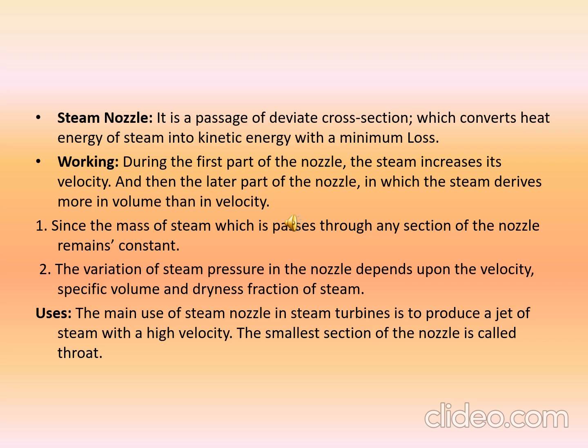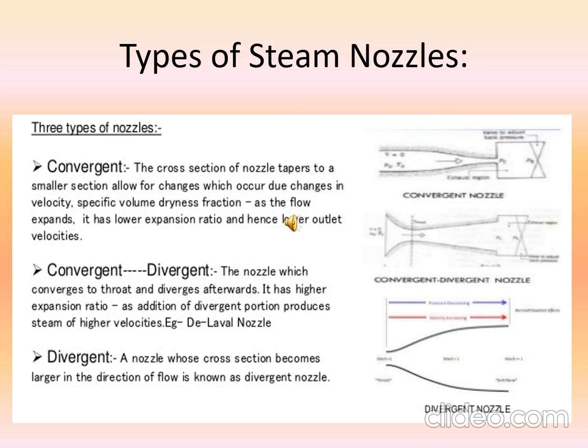Okay, so what is the working principle of the steam nozzle? During the first part of the nozzle, the steam increases its velocity, and later on the steam changes more in volume than in velocity. First of all we have to remember two things. First, the mass of the steam flowing through the nozzle should be the same throughout the process. Second, the variation of the steam pressure in the nozzle depends upon the velocity, specific volume, and the dryness fraction of the steam. These two things we have to remember always.